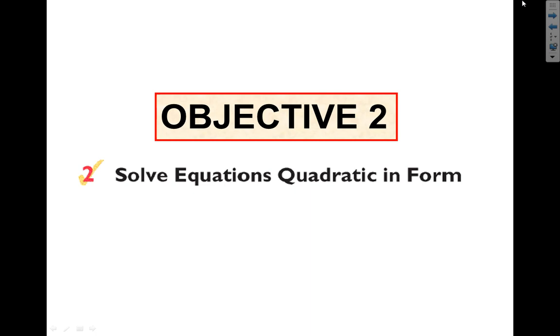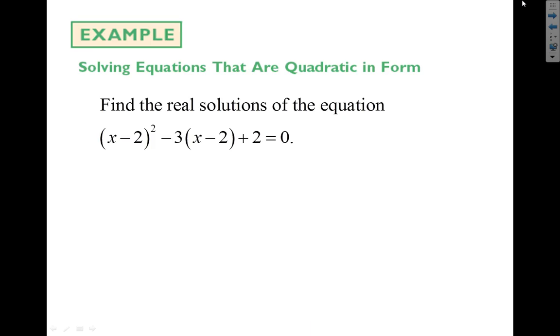Okay, second objective, last objective for this video. We're going to solve equations quadratic in form. You know what that means. We're looking for a, b, and c for our quadratic equation. Now the first one is going to be the easier version because this one actually factors. Don't need to use the quadratic formula on this.